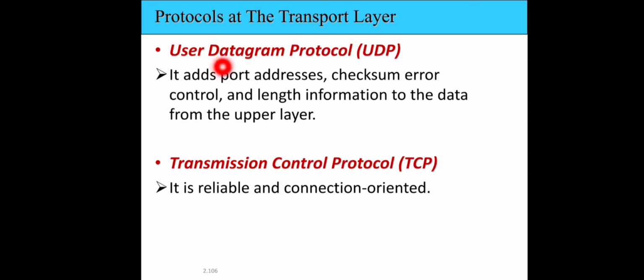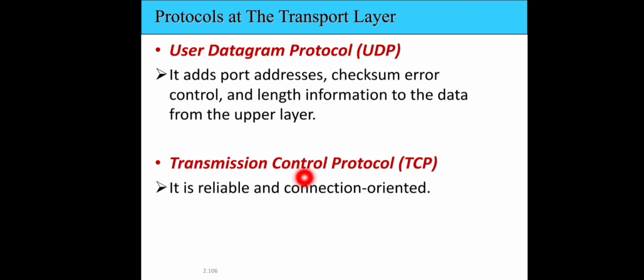First one is the User Datagram Protocol, that is UDP. It just provides connectionless or unreliable services. In the case of UDP, the data units are called datagrams, and these datagrams will be forwarded through whatever paths are available between the sender and receiver. So it provides fast delivery, but there is no error control, so the corresponding communication will be unreliable.